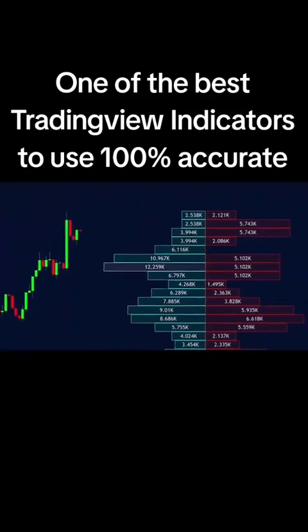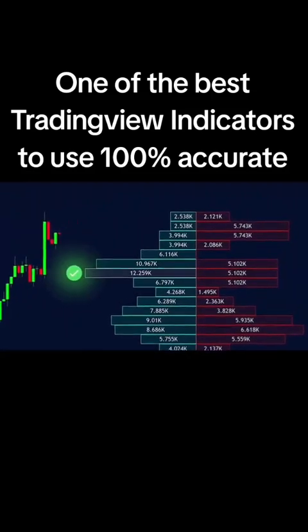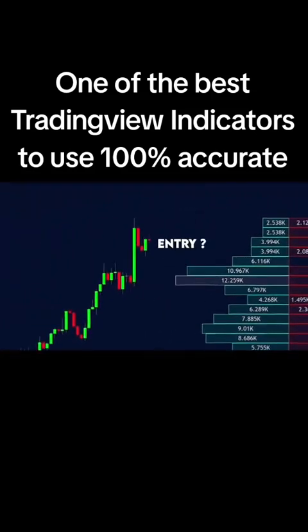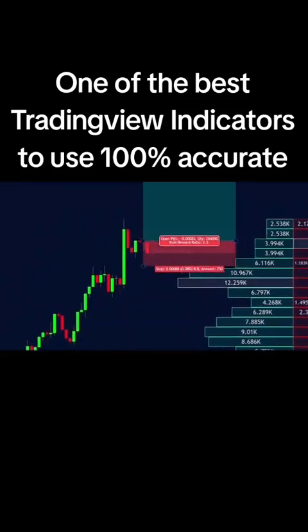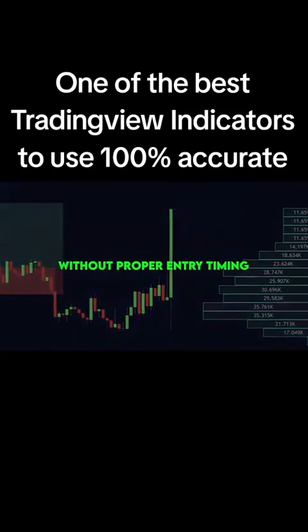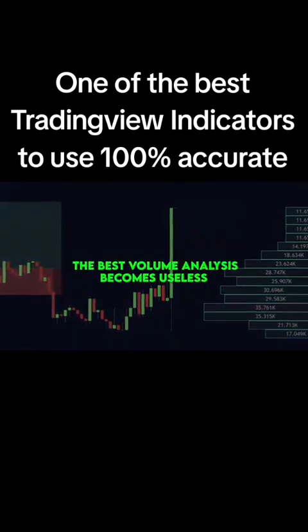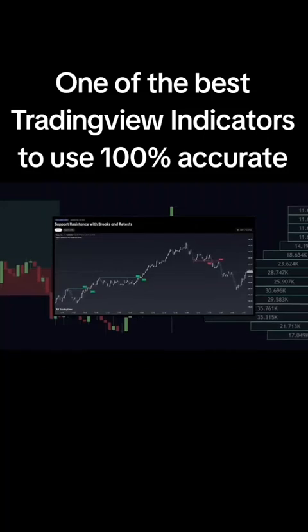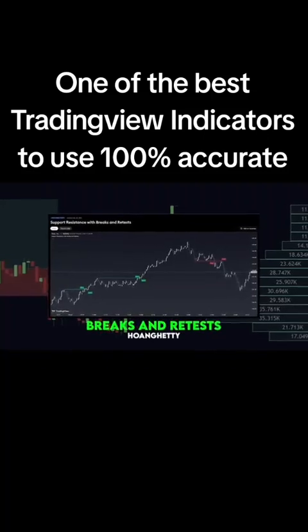While the volume order flow profile shows us key institutional levels, we need a way to identify precise entry triggers so you don't get stopped out right before the big moves happen, because without proper entry timing, even the best volume analysis becomes useless. This is why we add our second indicator, Breaks and Retests by Han Gaddy.